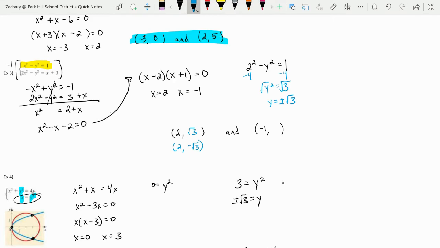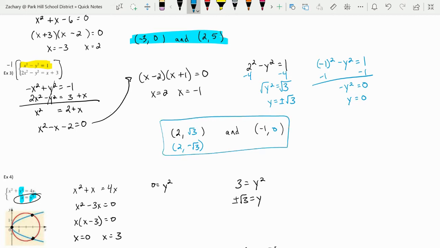When I plug in negative 1, I get negative 1 squared minus y squared equals 1. So this is positive 1, so I subtract 1 from both sides and get negative y squared is equal to 0. So that's just y is equal to 0. So there's a point there. So these are your solutions. If you want to go to desmos.com and graph this, that is probably a good idea. It's nice because you can just plug these in as they're written and see what's happening. It looks something like this.